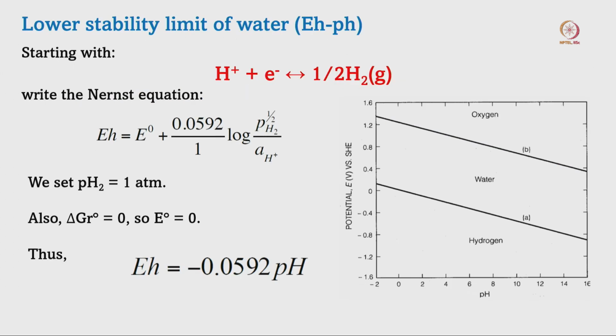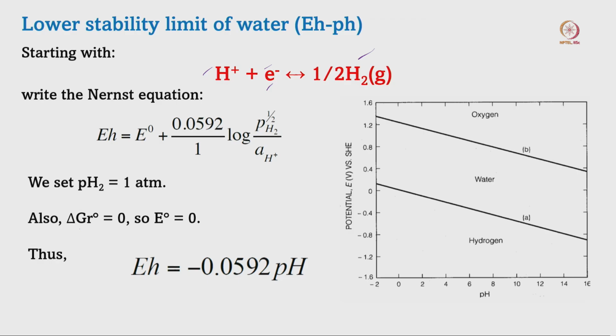Now, let us see the lower limit. The hydrogen that is released is going to accept an electron and form hydrogen gas. Again we are going to write the Nernst equation. So, EH equals E0 plus 0.0592 divided by 1, because only one electron is getting exchanged, log of pH2 divided by H plus. Here again we are going to set this at 1 atmosphere.